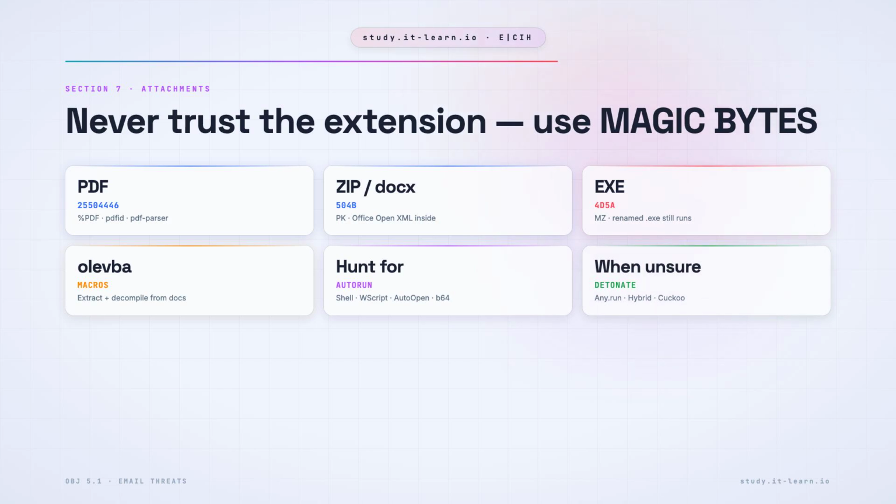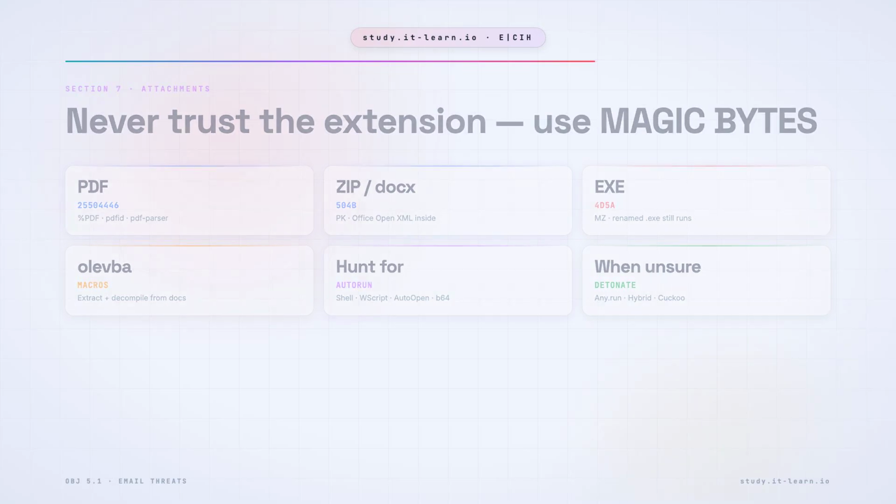For macro-laced Office docs, run olevba from oletools to extract and decompile the macro and hunt for Shell, WScript.Shell, CreateObject, base64 strings, and auto-run triggers like AutoOpen and Document_Open. Use pdfid and pdf-parser on PDFs. When in doubt, detonate it in ANY.RUN, Hybrid Analysis, or Cuckoo and read the dropped files and callbacks.